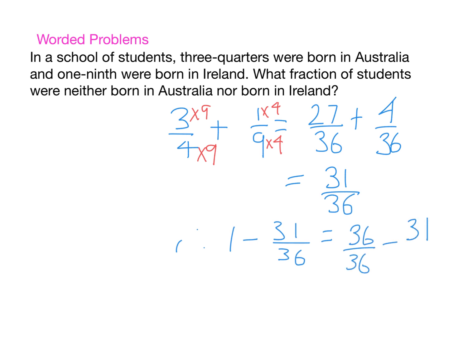So again, I'm subtracting now. I need denominators equal. Now that they are, I simply subtract the top and I leave the denominator the same. The final answer is 5 over 36. 5/36 of the students were not born in Australia, also not born in Ireland.